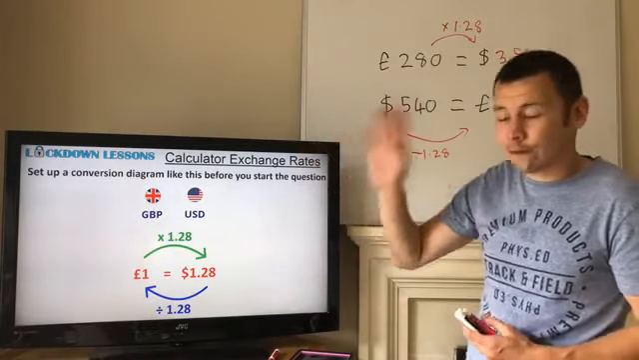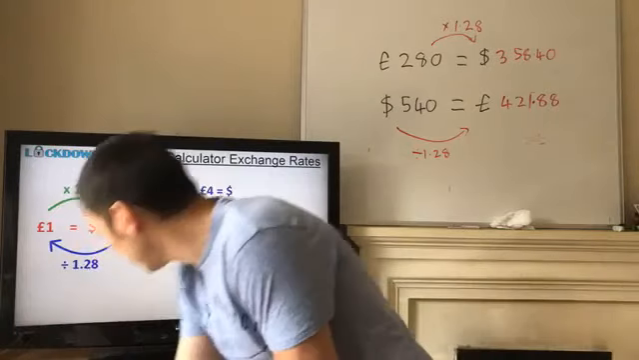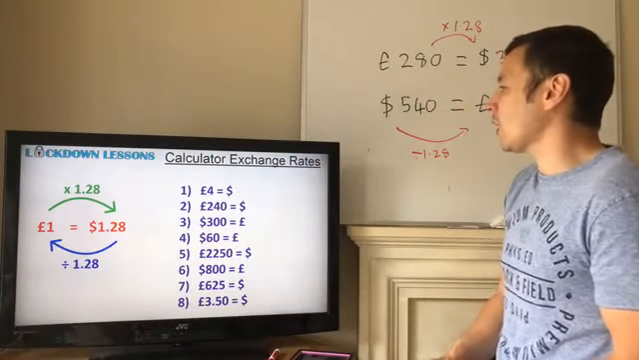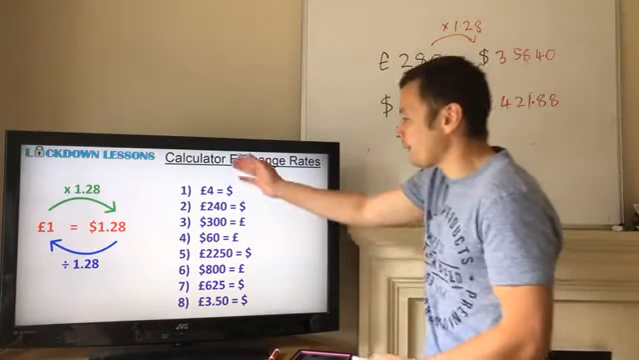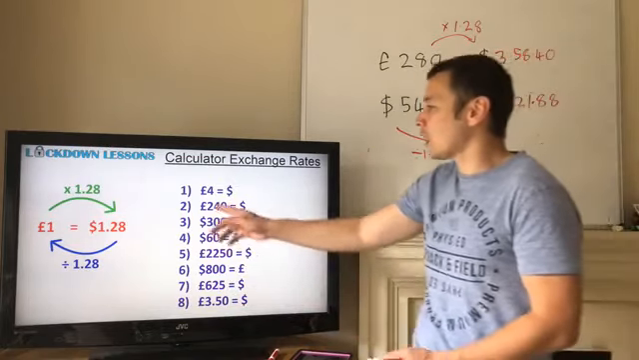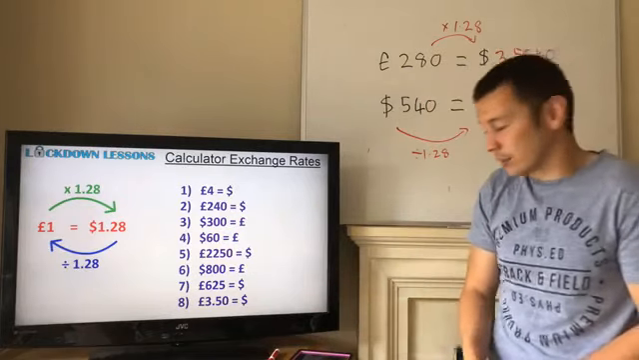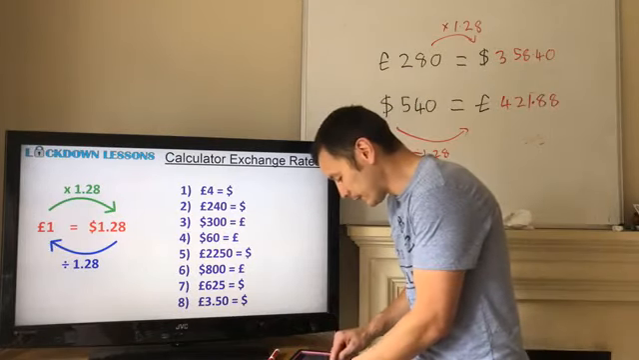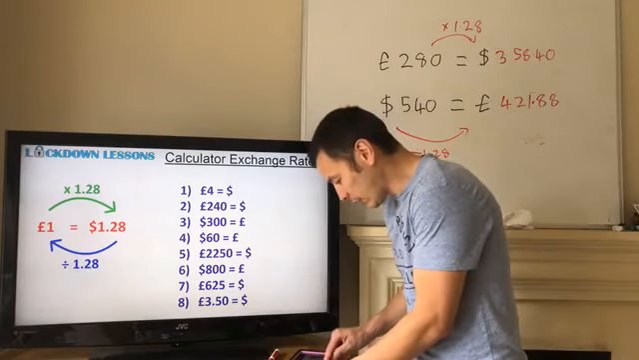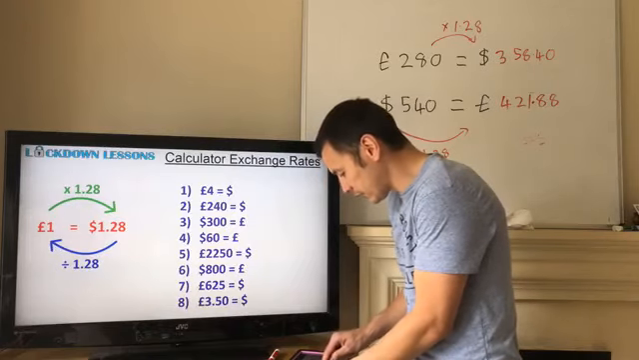Okay, so we're going to have a go at a few of those and then look at some real life problems. So we're going to stick with dollars and pounds. Can we fill in those gaps as quick as you can? So pounds to dollars, then we're going dollars to pounds. Okay, any problems, please let me know. Warren and Elizabeth, are we getting that right? Excellent.